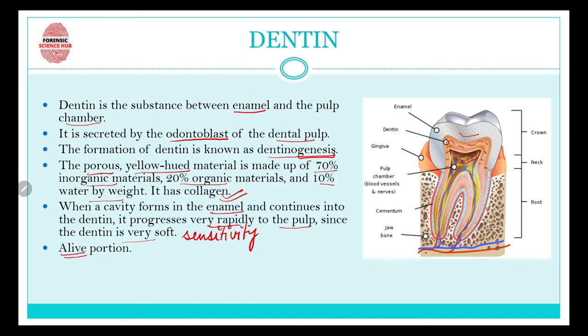So dentine is present between enamel and the pulp area. It is secreted by odontoblast cells. The formation of dentine is known as dentinogenesis. It is a yellow-hued, porous material. This is the composition. And if a cavity is formed in the enamel and continues up to the dentine, it leads to sensitivity, and this is the alive portion. Enamel was the dead portion, whereas dentine is the live portion.